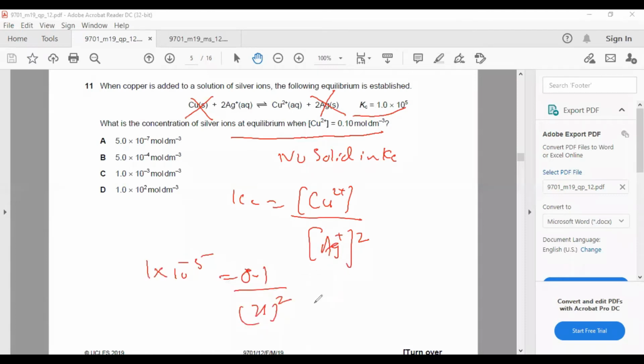So you can solve this. X is equal to the square root of 0.1 upon 1 into 10 to the power minus 5. So the answer will be C. 1 into 10 to the power minus 6, and then under root means 10 to the power minus 3.